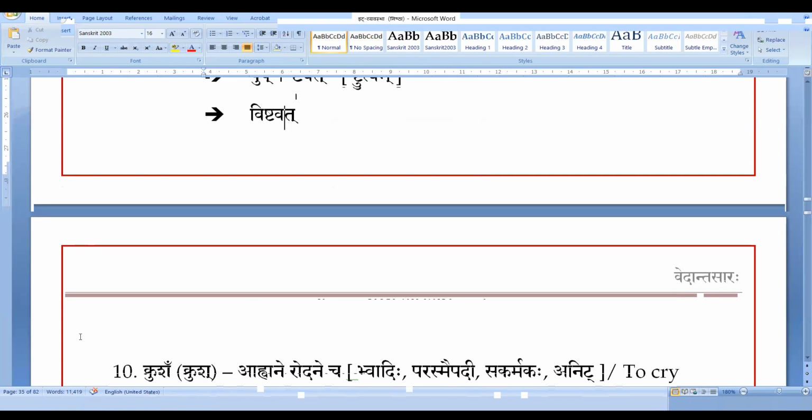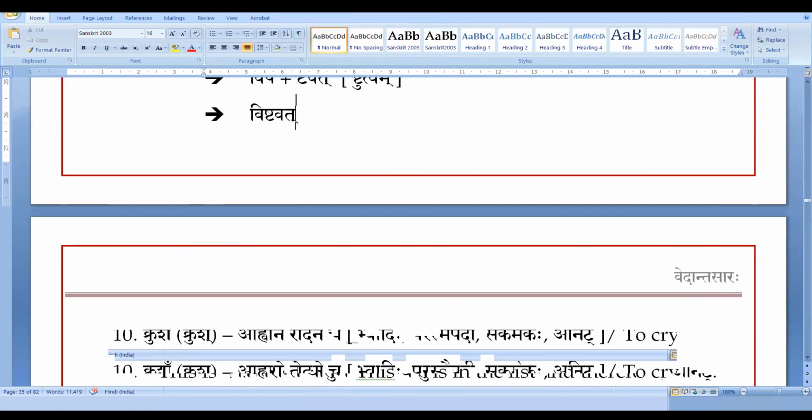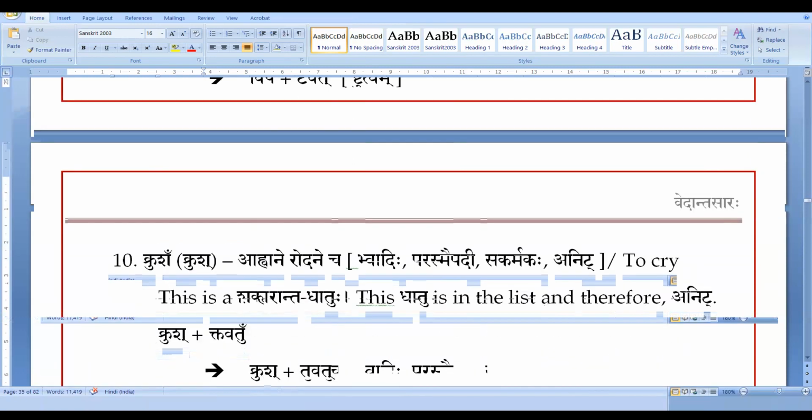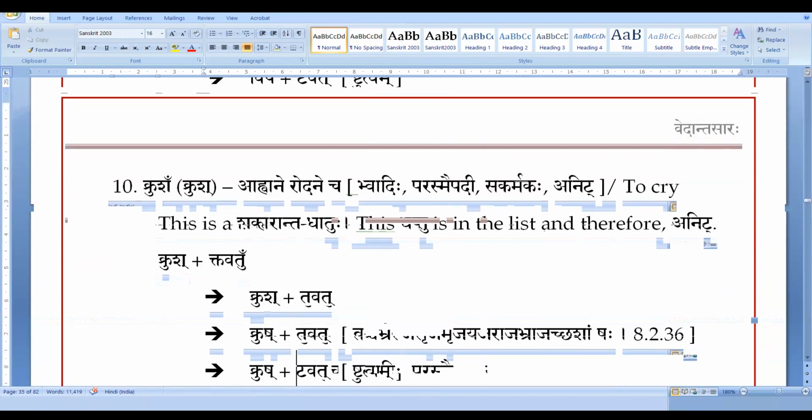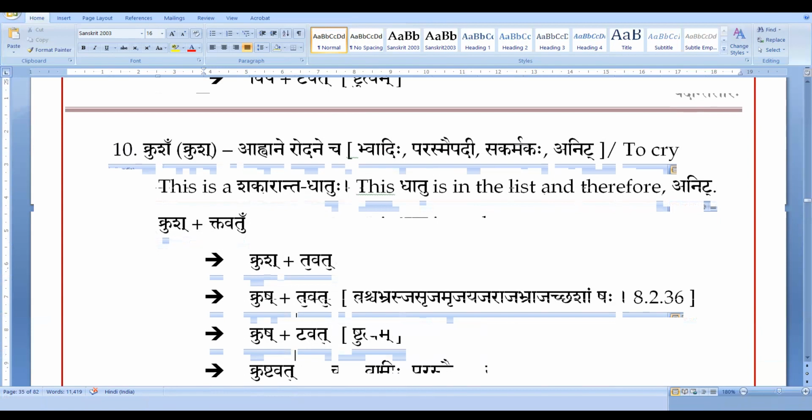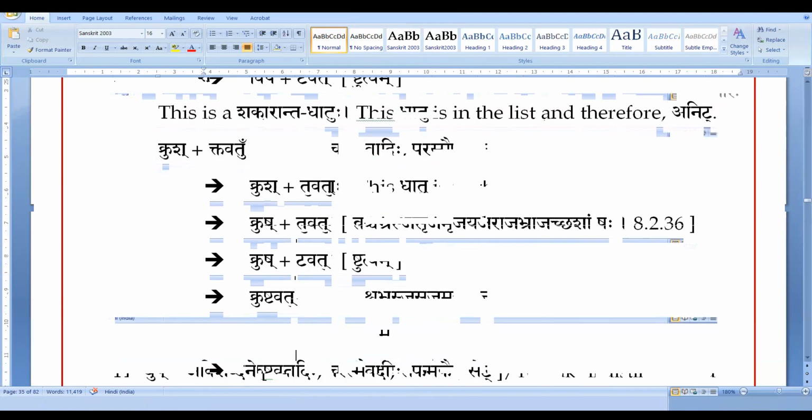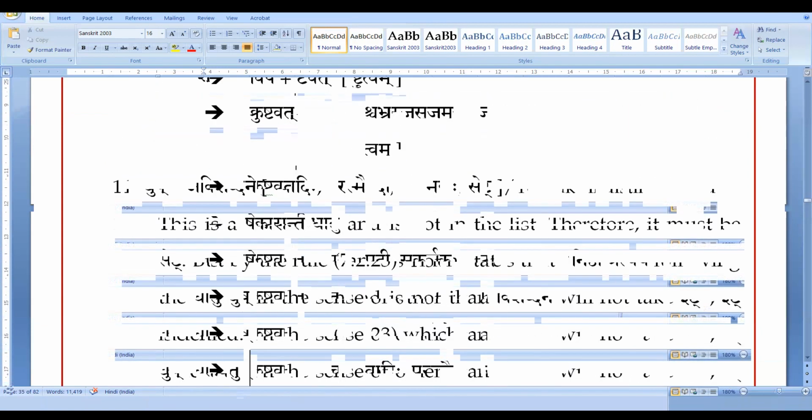Then Krush dhatu, Ahvane Rodane. This is a Shakaranta dhatu. This is also in the list. Therefore, Anit. So no Itagama. Therefore, Shatvam followed by Shtutvam. Then Gush dhatu.